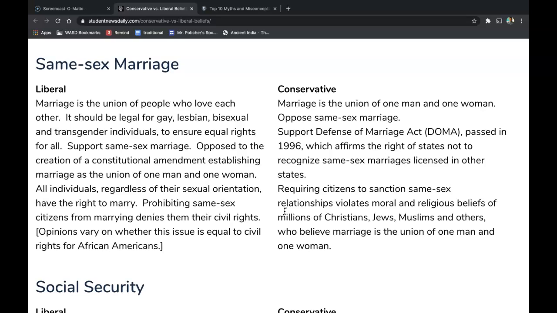Now, conservatives and Republicans, on the other hand, would say that marriage is the union of one man and one woman, and they oppose same-sex marriage, and they support the Defense of Marriage Act, or DOMA, which was passed in 1996, which affirms the right of states not to recognize same-sex marriages licensed in other states. They believe that requiring citizens to sanction same-sex relationships violates the moral and religious beliefs of millions of Christians, Jews, Muslims, and others, who believe marriage is the union of one man and one woman.